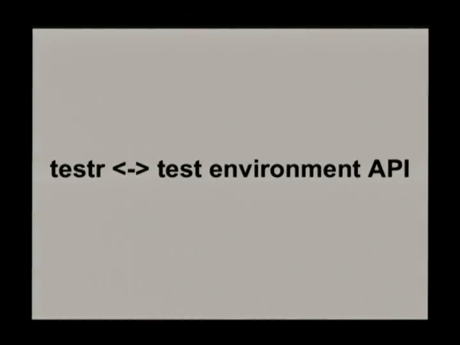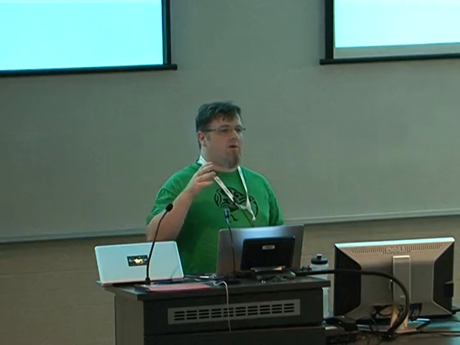But there's another thing. When you start parallelizing on one machine, you start realizing there's a lot of machines in the world. So testr has an API that lets it describe multiple test environments. It doesn't care what a test environment is. It's an abstract concept. It's something that you can ask for. You can ask for 5 or 10 or however many you want to.